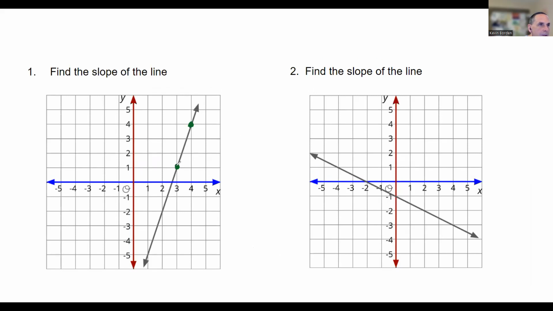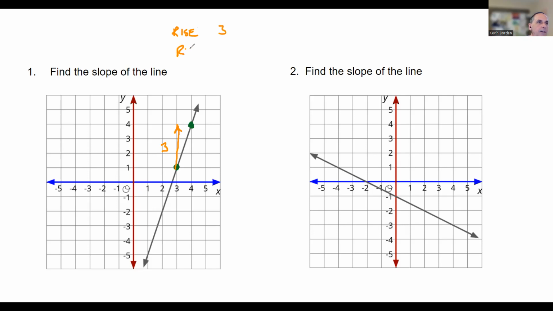Make those a little bit bigger. And now we just want to count. I'm going to change this to the orange color. We're going to start at the point on the left, and we have to go up to get to the point on the right, and we had to go up 1, 2, 3 units. Our rise is going to be 3.